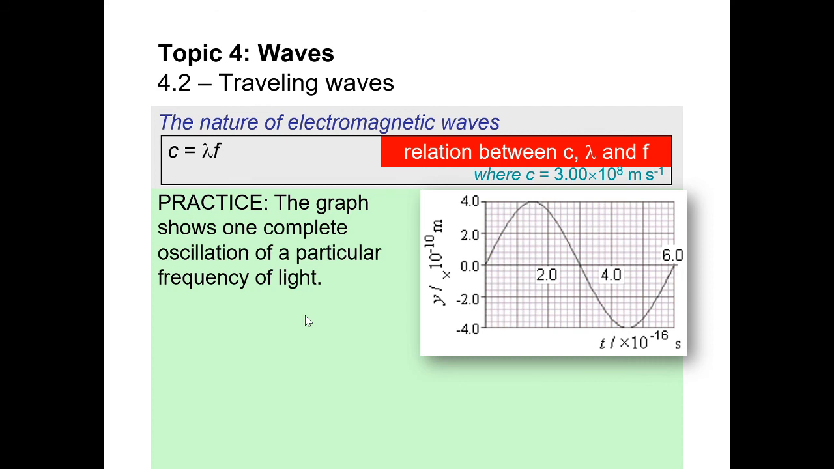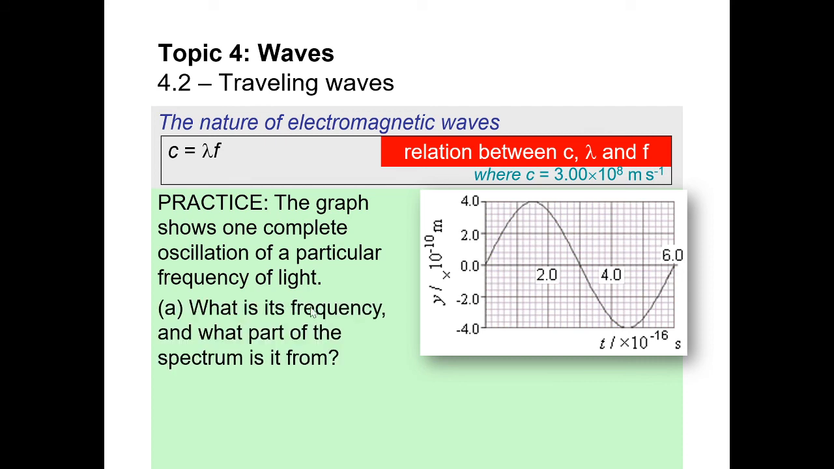Here we go. The graph shows one complete oscillation of a particular frequency of light. Part A, what is its frequency and what part of the spectrum is it from? Obviously you don't have to memorize the wavelengths in the different parts of the spectrum. It would just be understood that you would be able to look it up if this question is asked. All right, so what's the frequency? To find the frequency, I can find that from the period, the length of time for one cycle. I can see in this picture I'm given exactly one cycle, and it takes 6.0 times 10 to the minus 16 seconds.